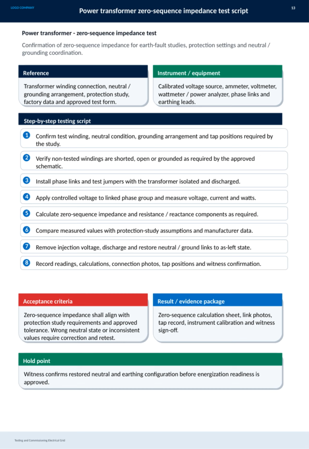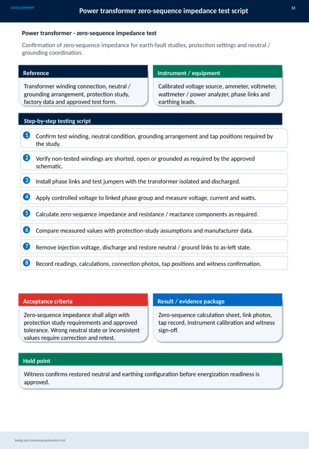settings. The test confirms the zero-sequence impedance to ensure correct neutral and grounding coordination. We start by confirming the test winding, neutral condition, grounding arrangement, and tap positions according to the study. Next, we verify that non-tested windings are properly shorted, open, or grounded per the approved schematic.